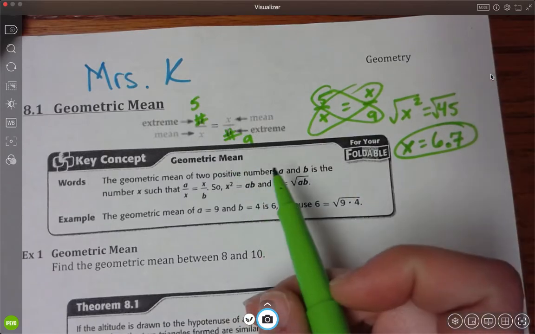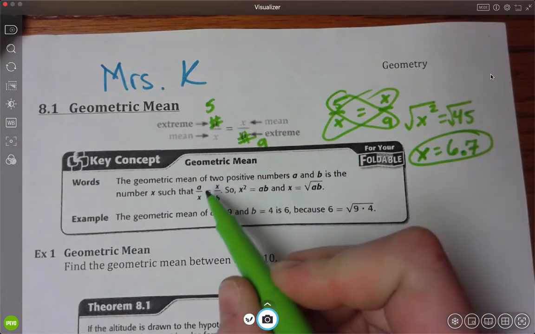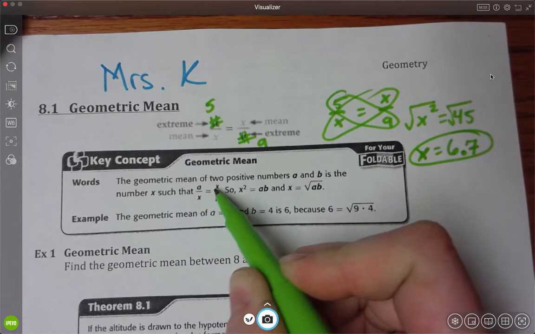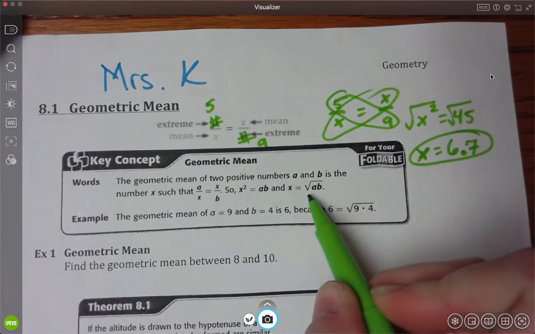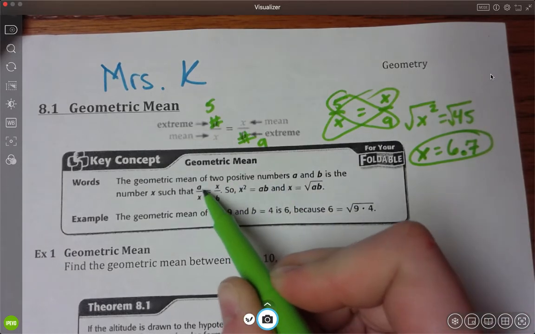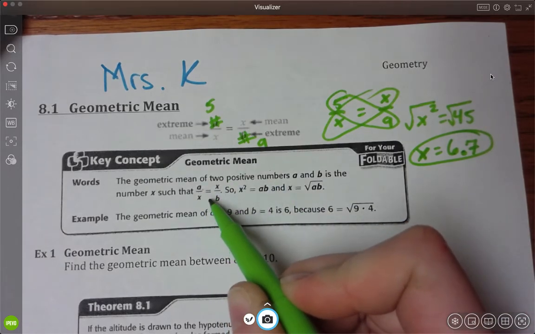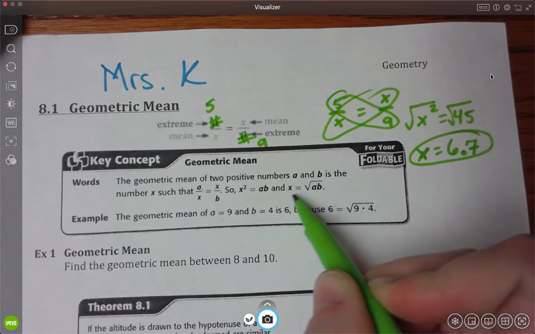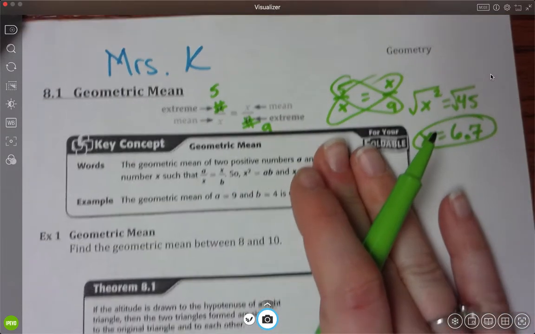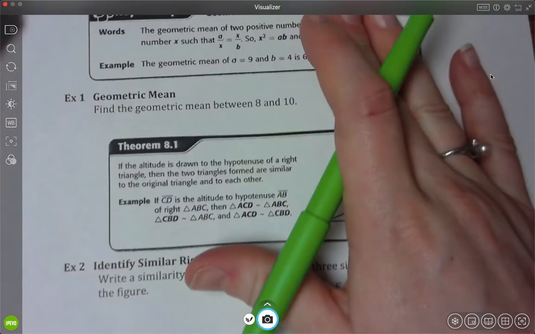So basically the geometric mean, when you have two values of x like your two variables here across from each other, you're just always going to end up taking the square root of these two multiplied together. So multiply those two, and then to get rid of the square, you would take the square root. So it's as easy as that.